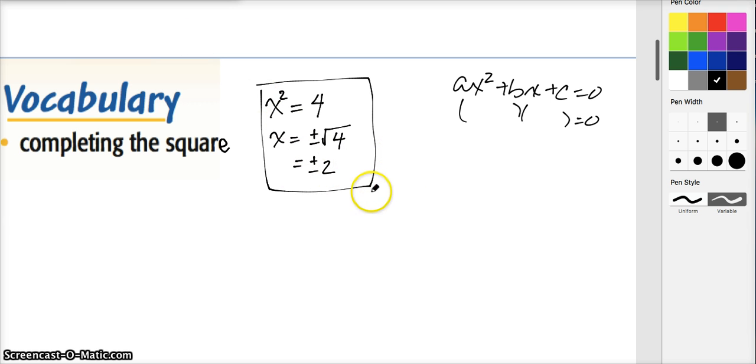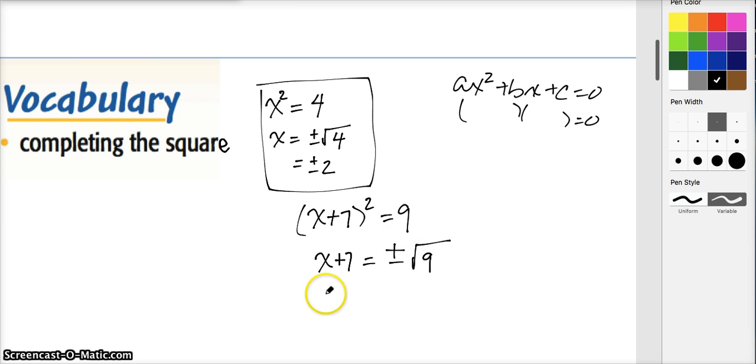So what I also want to share with you is if I had x plus 7 quantity squared is equal to, let's say, 9. I could FOIL this out, move the 9 over to this side, see if I could factor, do something like that. But this is in a beautiful position for me. It's very similar to x squared is equal to 4. What I'm going to do is take the square root of both sides, just like I did here. When I do that, I get x plus 7 is equal to plus or minus the square root of 9. And so I get x plus 7 is equal to plus or minus 3.